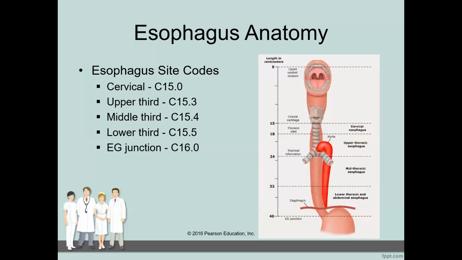C16.0 code here. However, a primary C16.0 can be staged using the stomach or the esophagus schema, depending on the tumor's epicenter in the proximal stomach and whether the EGJ is involved. Don't worry, you don't need to remember that. However, we will talk a little bit more about this when we discuss the site-specific data items for the esophagus and stomach.